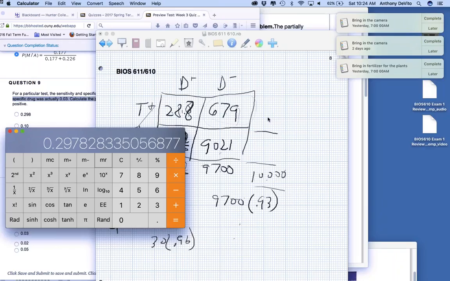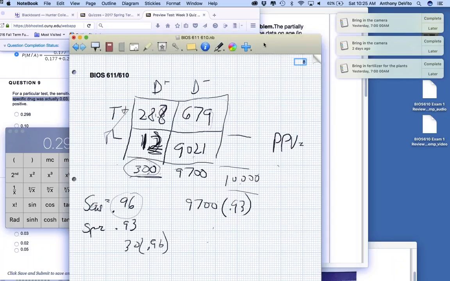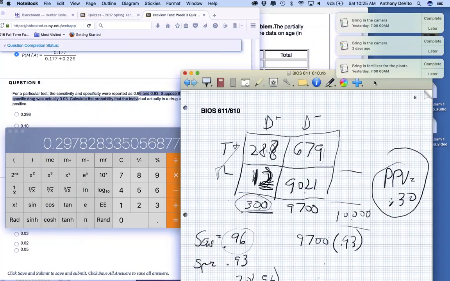It's going to be 0.2978. I'm going to call it 0.30. My positive predictive value is equal to 0.30 roughly. Okay, this part I'm recording, so you'll be able to go over this again. But I'm going to do this another way now, which might be a little bit more satisfying.